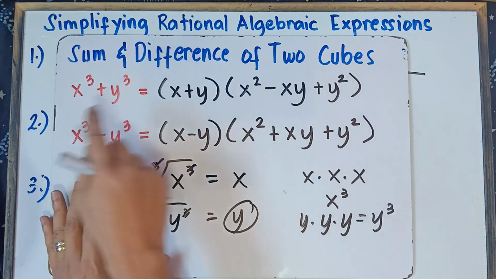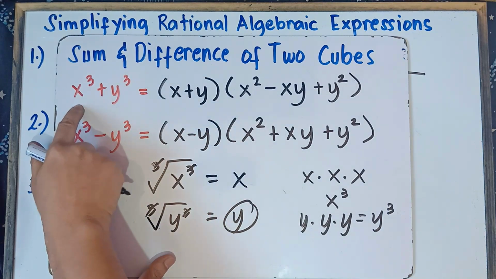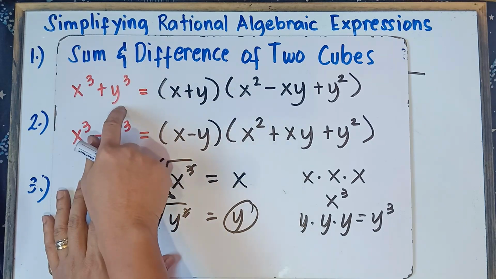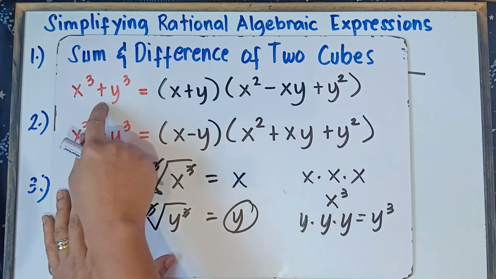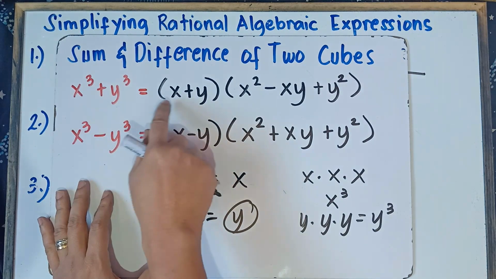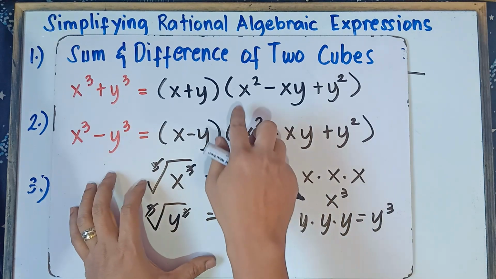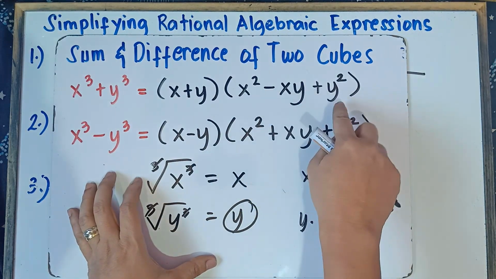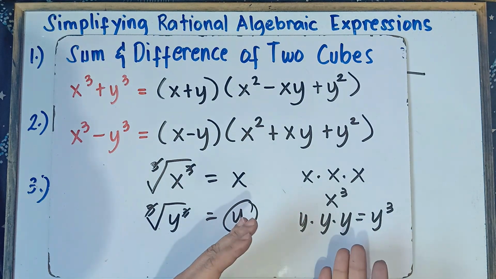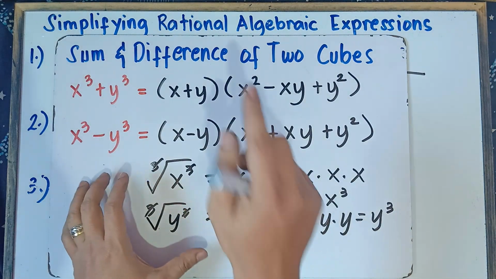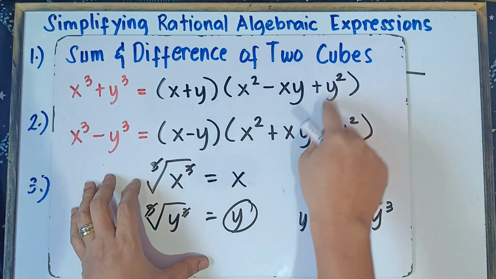Once again, class, first step, get the cube root of the first term, that would be x. Get the cube root of the second term, that would be y. Simply copy the sign of the middle term. So that would be x plus y. And then your next factor, class, the operations would be positive, negative, and then positive.